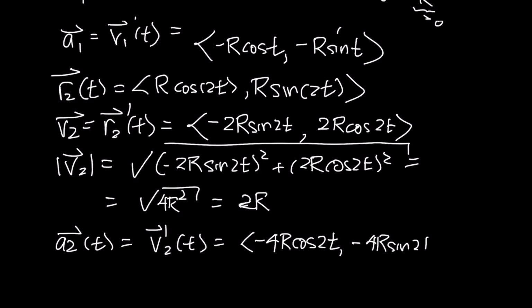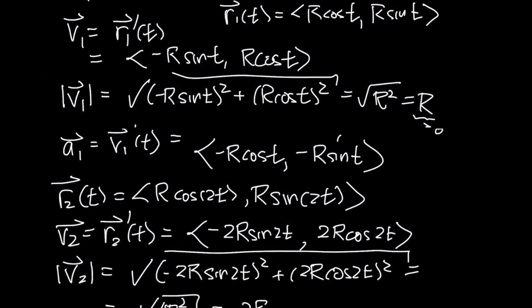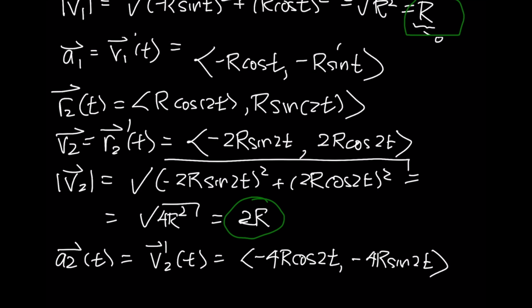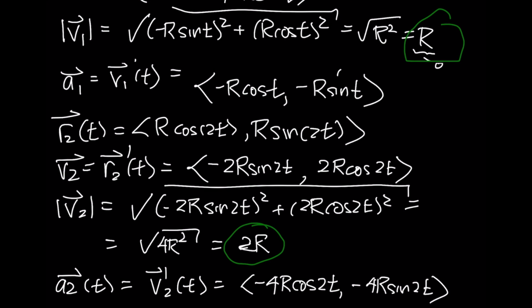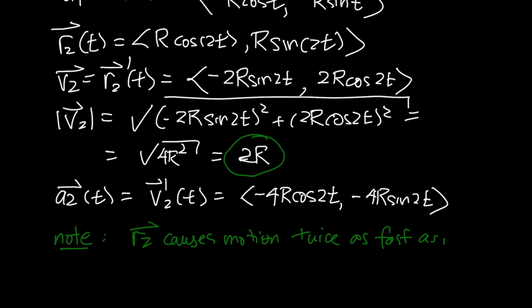Now again, all of this is simple computation, but I want you to notice that there are some interesting things that happen. In the first case, the speed of this curve was r, whereas in the second case, the speed of the curve was 2r. So moving along the points in the circle according to path 2 causes you to move faster. So r2 causes motion that is twice as fast as r1, because the speed for the second path was 2r, whereas the speed in the first path was r.